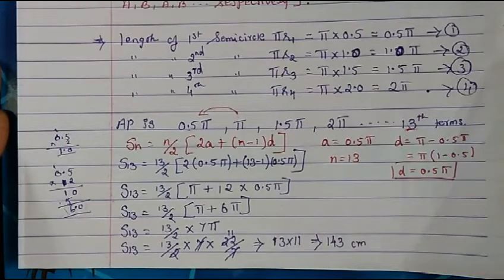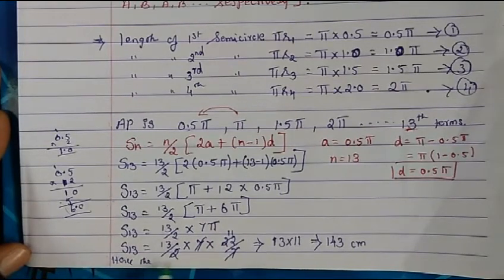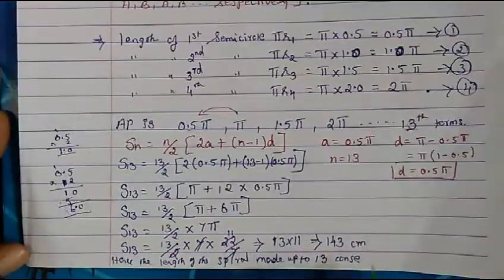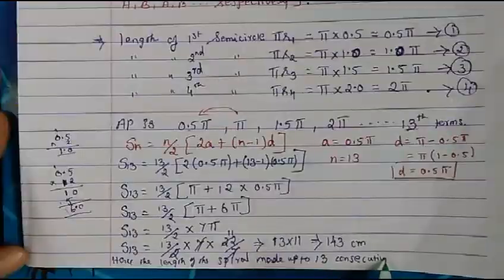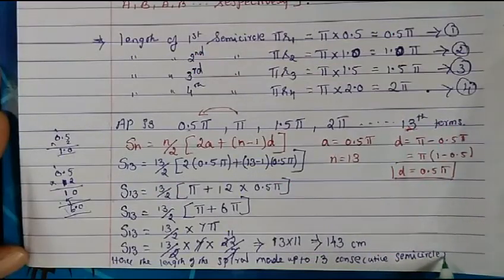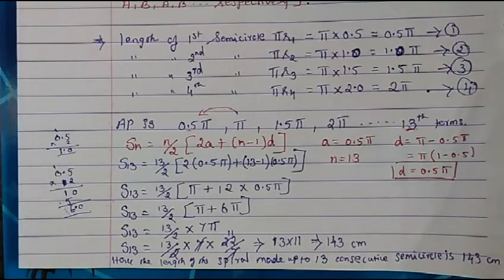Hence the length of the spiral made up to 13 consecutive semicircles is 143 centimeter. That's it.